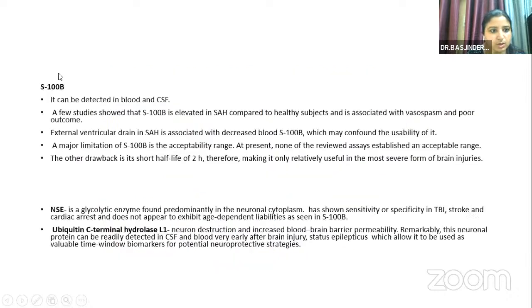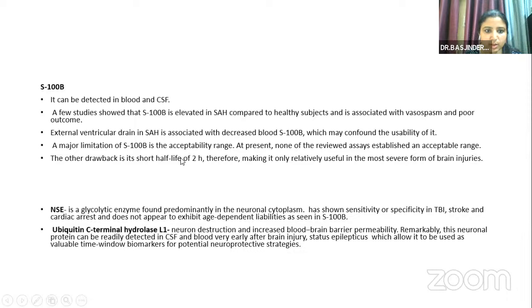So just a few lines about S100B. It can be detected in blood and CSF. A few studies showed that S100B is elevated in subarachnoid hemorrhage as compared to healthy subjects and is associated with vasospasm and poor outcome. EVD drainage in SAH is associated with decreased blood levels of this biomarker, so it can be a confounding factor to its usability. A major limitation is its acceptable range, which has not yet been established.